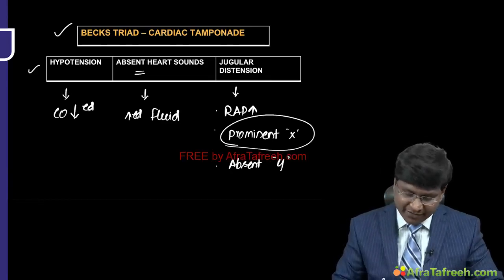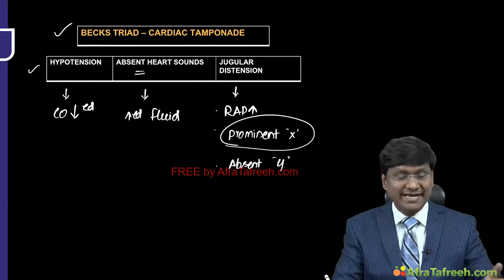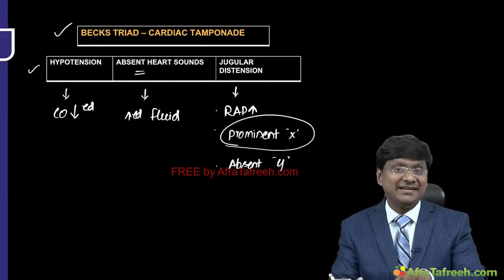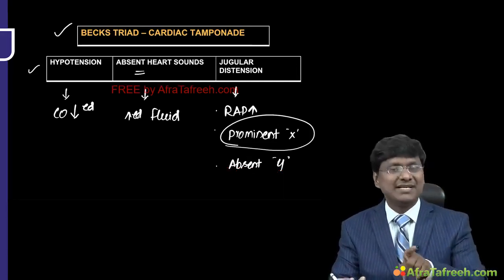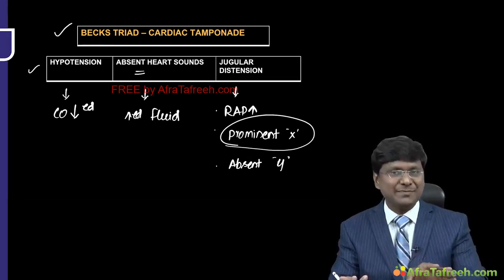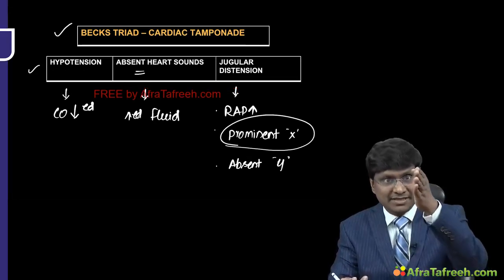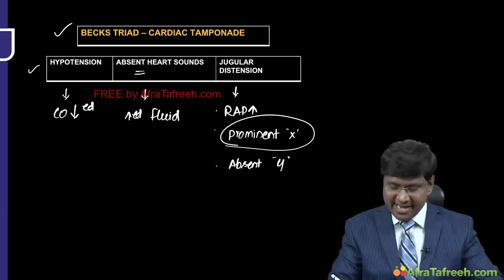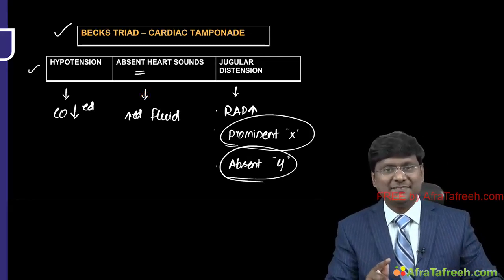Then you take Y wave. Why is this particular Y wave absent? Y wave is absent because Y wave is due to what? It is due to atrial emptying. Now, is the atrial emptying occurring here? Not exactly, not properly. Why? Because in cardiac tamponade, there is diastolic collapse of the ventricle. Once there is diastolic collapse of the ventricle, the flow of the blood from the atria to the ventricle does not occur properly, and that will result in the absent Y wave.